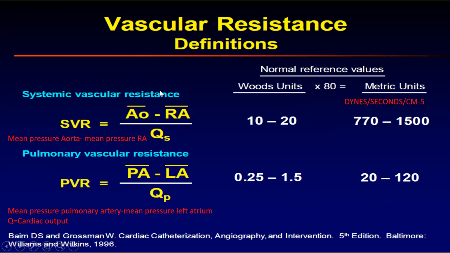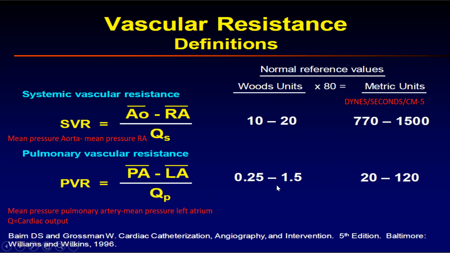Okay, so this is the way to calculate, and the formula can be in Wood's units or in metric units. In Wood's units, it's just WU. Metric is dynes times second per centimeter to the negative 5. Normal value for systemic vascular resistance is 10 to 20. Normal value of pulmonary vascular resistance is 0.25 to 1.5.